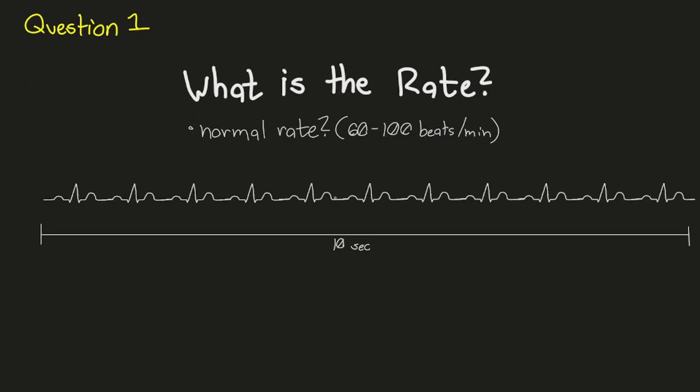And when we're looking at this 10-second interval here, if we count them, it'll be 1, 2, 3, 4, 5, 6, 7, 8, 9, 10, 11. That'll just be 11. So every 10 seconds, there's 11 beats. And in 1 minute, that's 60 seconds. So times that by 6, and it equals 66 beats per minute. And that's in our normal rate range, which is between 60 and 100.